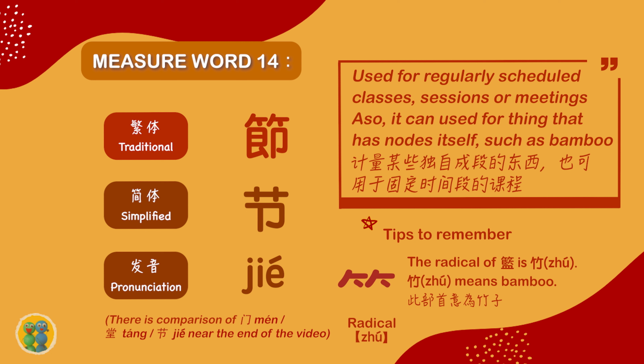The 14th measure word is 节, used for regularly scheduled classes, sessions, or meetings. Also, it can be used for a thing that has knots itself, such as bamboo. So you can see the tips here. The radical we have seen so many times. The radical of this measure word 节 is 竹. 竹 means bamboo. So you can relate this measure word to the radical, because it can also be used for things that have knots themselves, such as bamboo, and the radical is bamboo. So it has a connection.